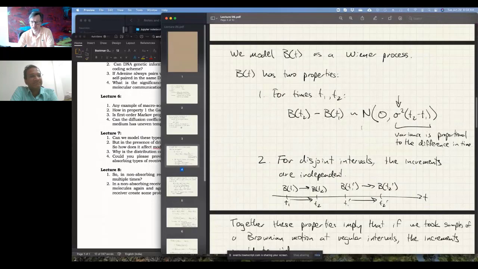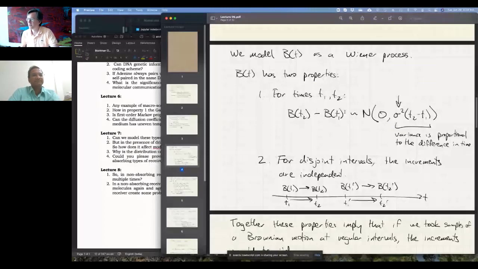So this is something like the Markov property. In fact, what we could do is consider this as the probability of B(t2) given B(t1). In that case, the mean of the distribution would be B(t1). The difference between the two, the mean is 0. I hope that's clear.